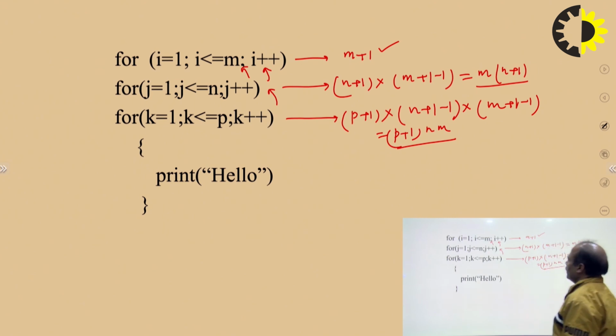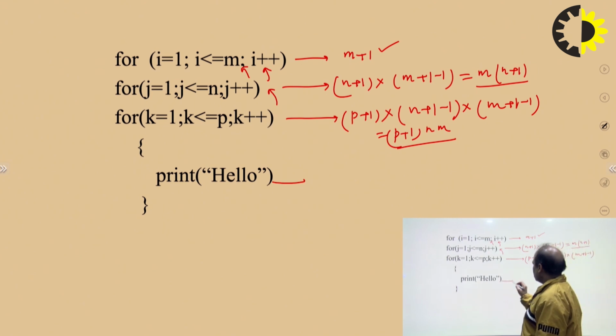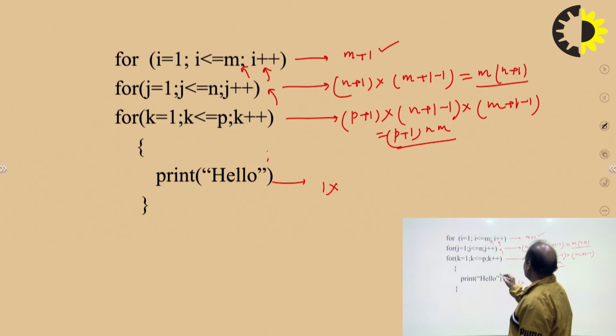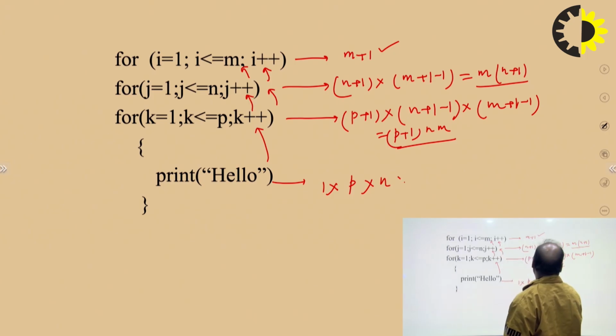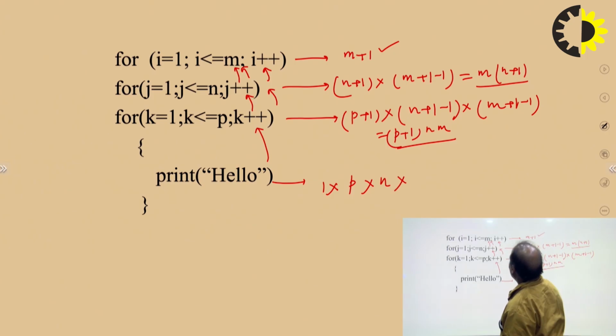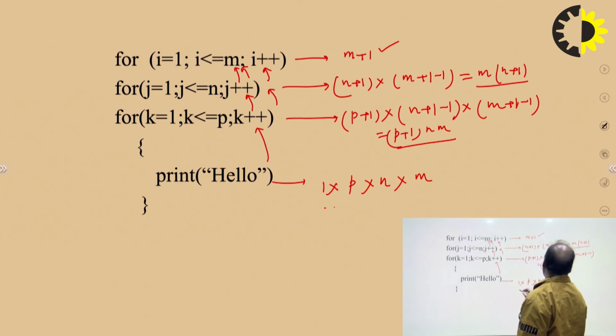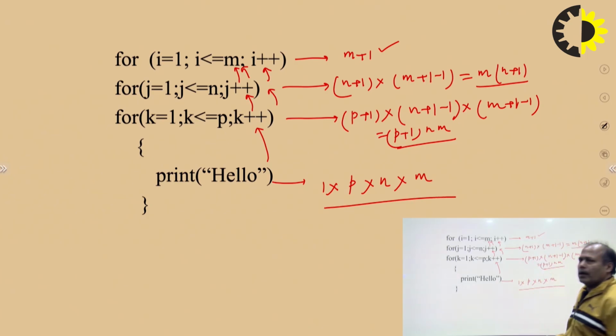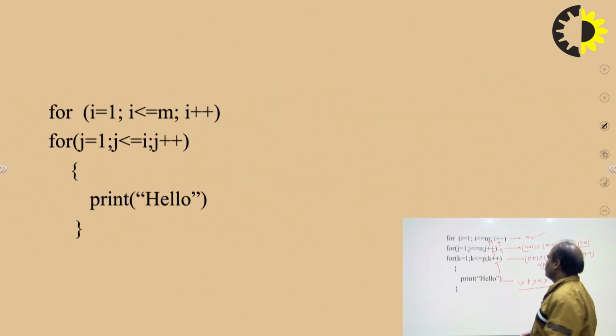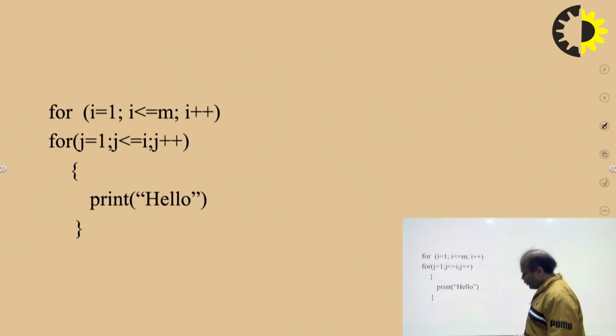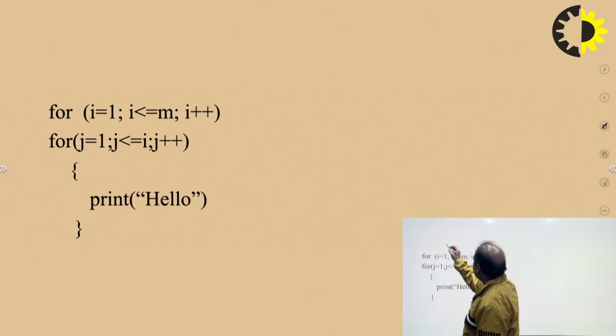Okay. So if you want to take this guy 1, and this is the body of this, so this will be p, and the body of this is n, and the body of this is m. So you can compute it to get the overall running time of the algorithm. Okay. This is another example which is very interesting.